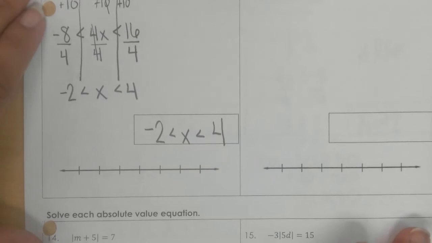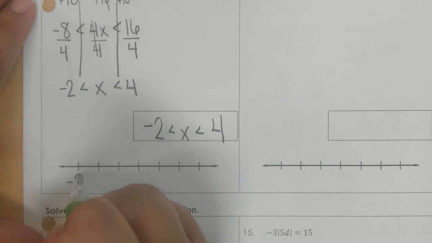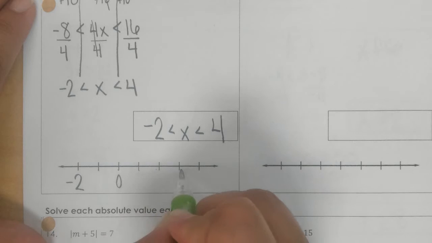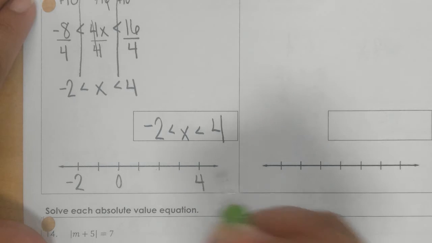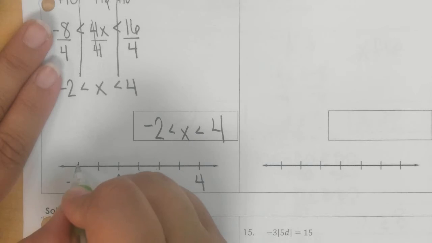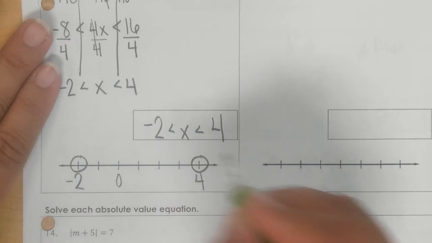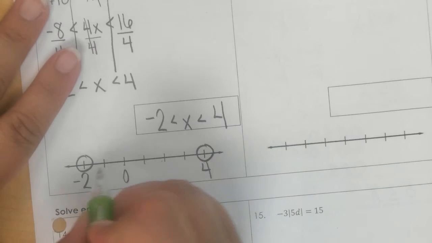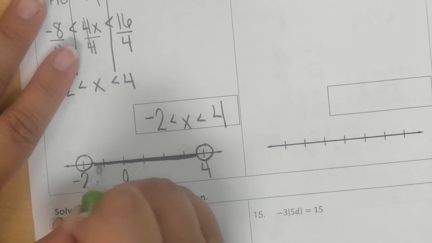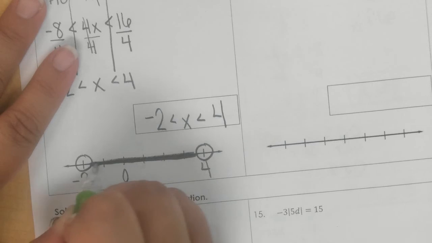Okay, so now to graph this, we need to have negative 2. So that would be negative 1, 0, 1, 2, 3, 4. And both of these inequalities do not have a line. So that means that we have an open circle if there is no line. And then it's an and, so we just connect. We connect our two dots here.